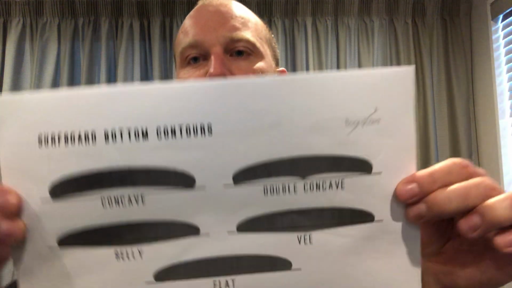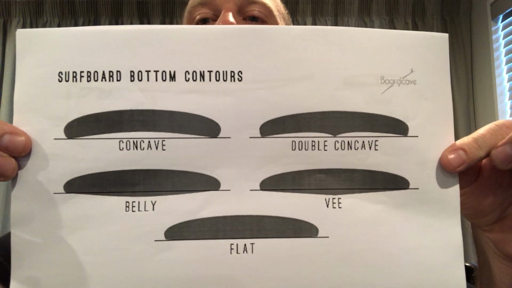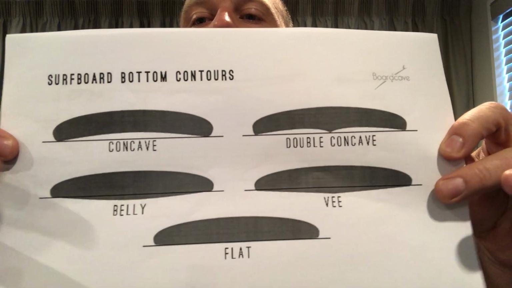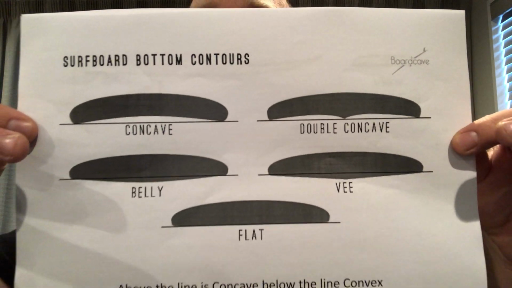They've broken it down into three types of contours in this, and they are as follows. We've got the concave, which is obviously at the top there, and then we have the convex, which is the belly and the V here, and then we have flat as a comparison.